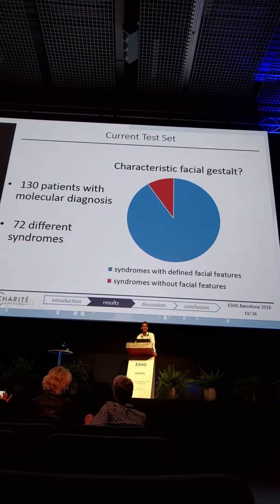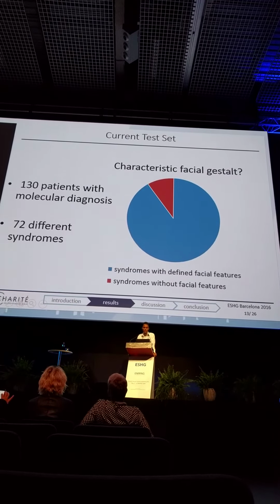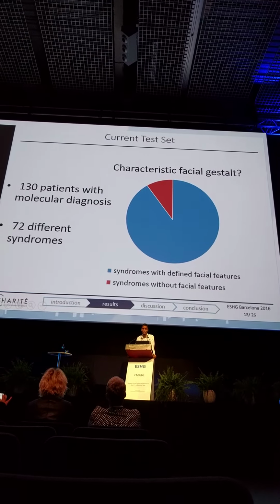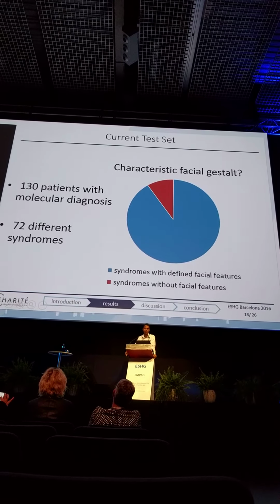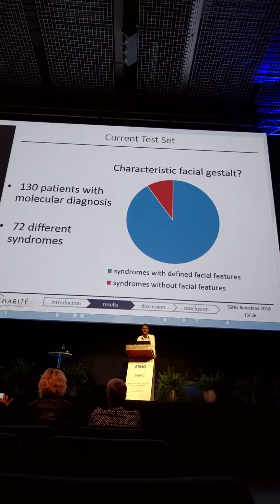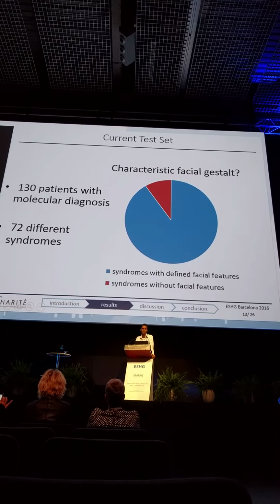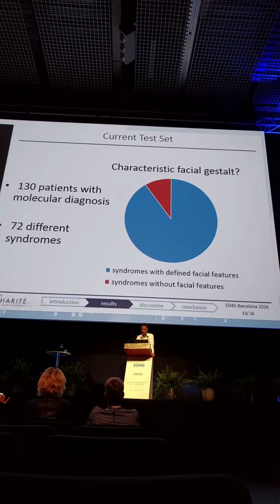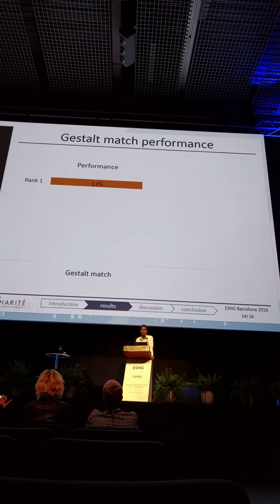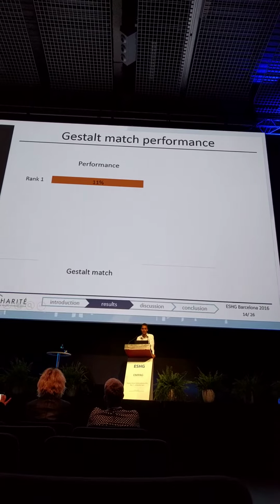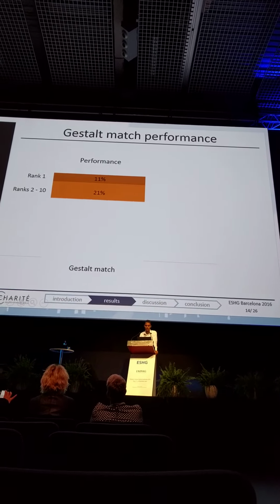So how many patients did we upload in total? We tested the tool so far on 130 patients with a known confirmed molecular diagnosis. They comprise of 72 different syndromes, and nearly 90% of our cases had recognizable facial features. What was the overall performance then? 11% of our cases were correctly diagnosed in rank 1 by the tool.